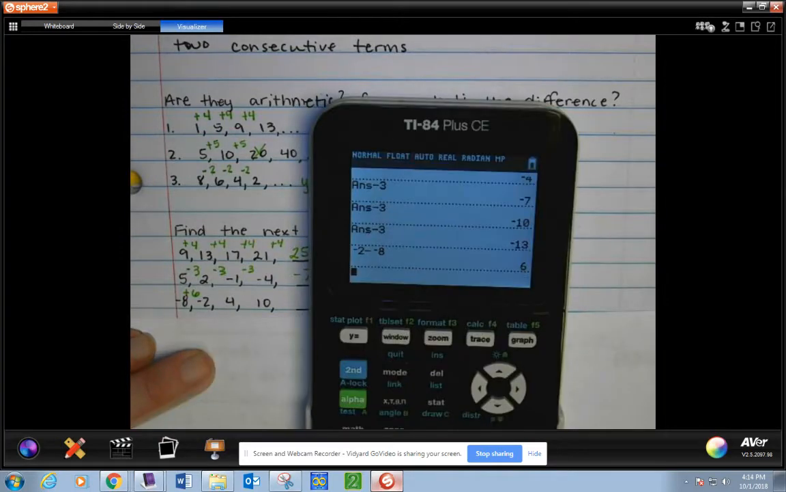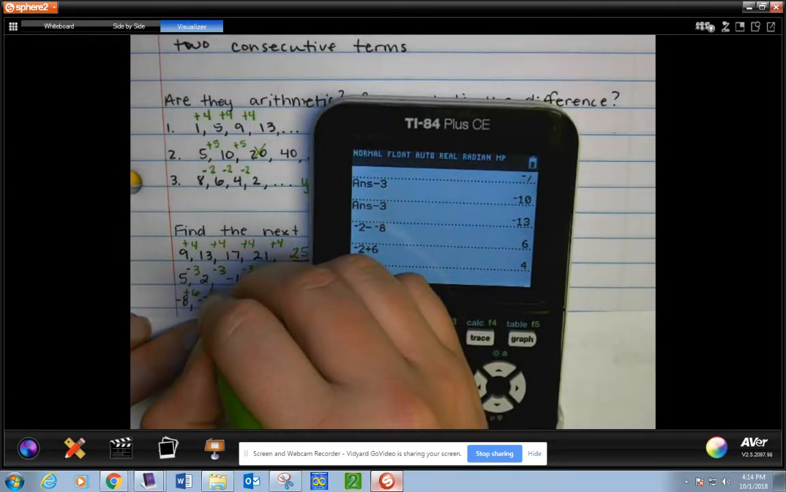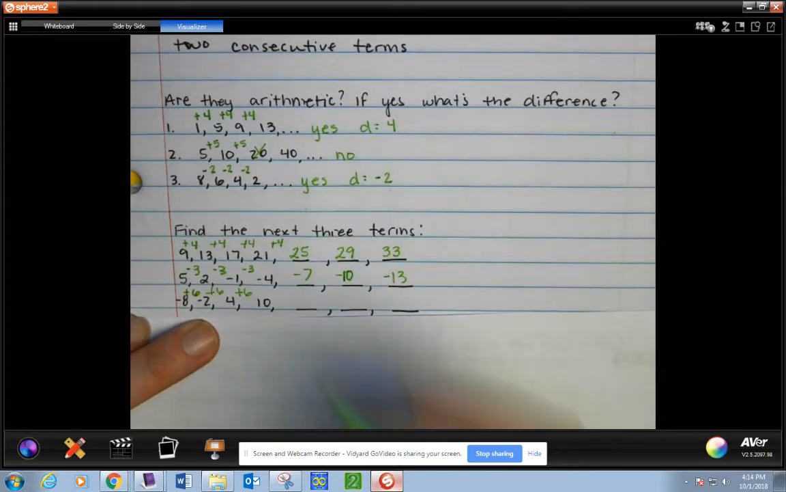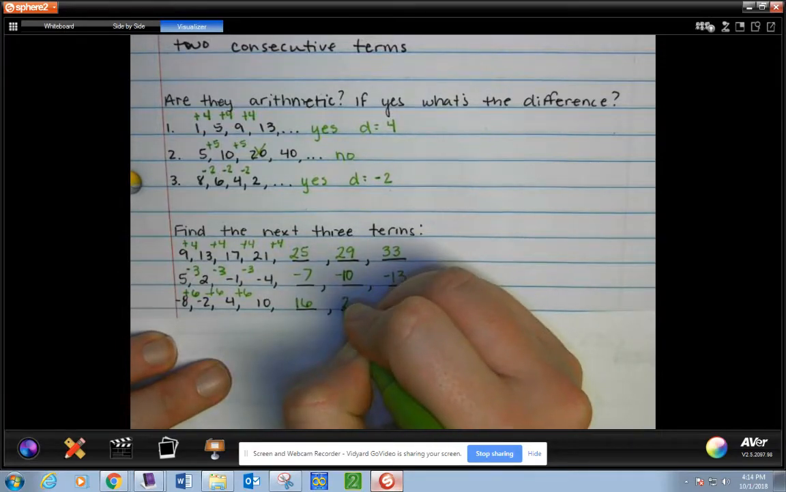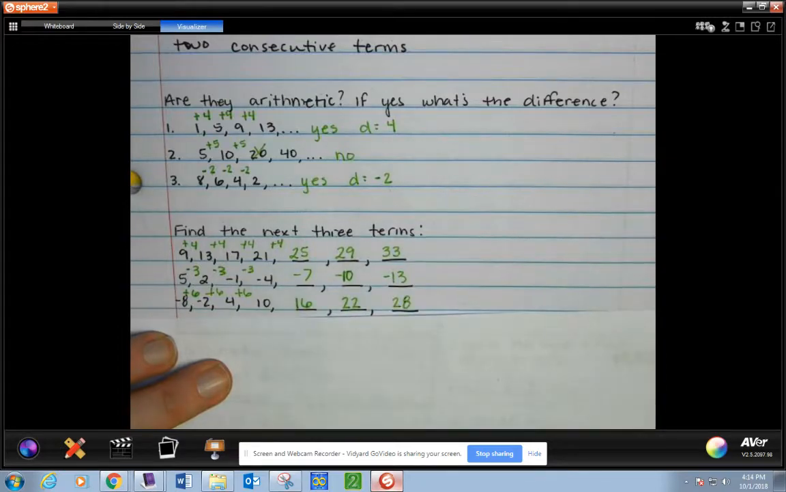So you just need to make sure, is negative 2 plus 6 4? And it is. Is 4 plus 6 10? Yes, it is. So now 10 plus 6 is 16. 16 plus 6 is 22. And 22 plus 6 is 28. And there's all your answers for that.